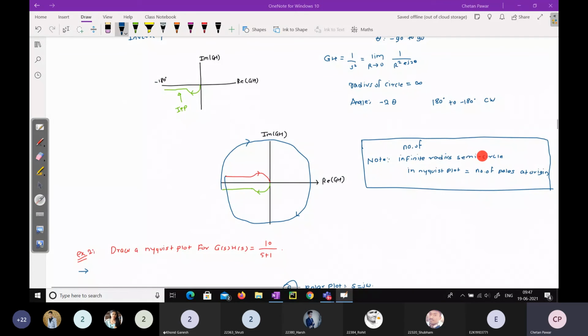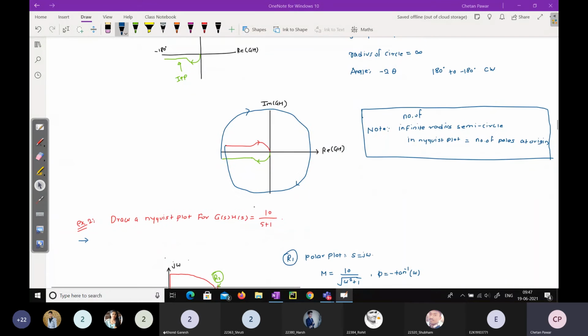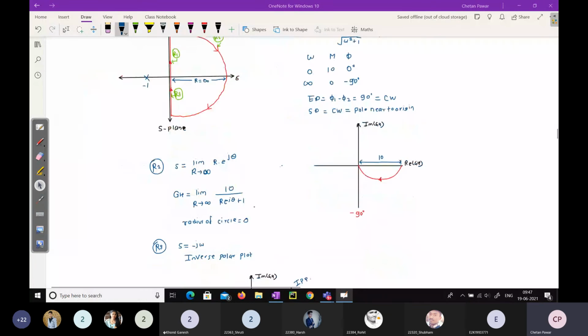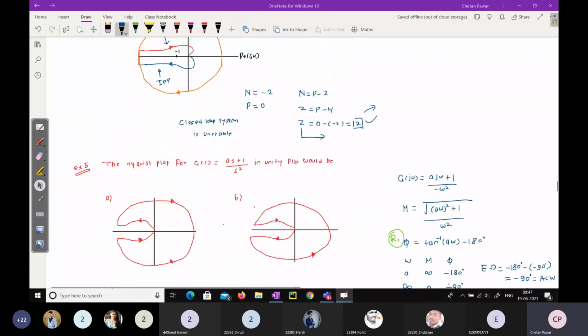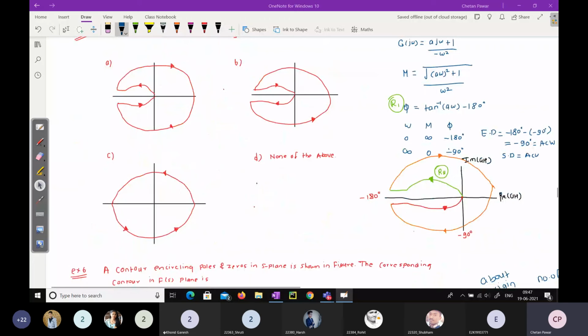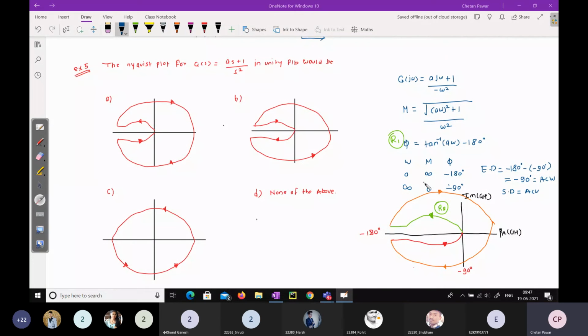The number of infinite radius semicircles in a Nyquist plot will be equal to the number of poles at origin. So if there are 2 poles at origin, there will be 2 infinite radius semicircles. If you see this problem, what we have done is directly calculated magnitude and phase from the open loop transfer function. We just drew the polar plot first.